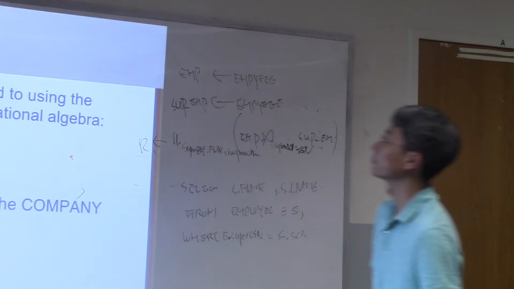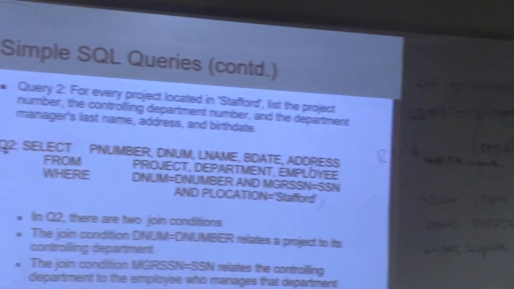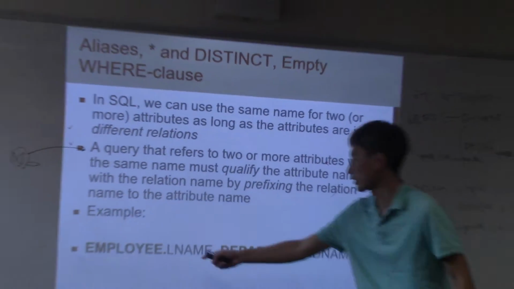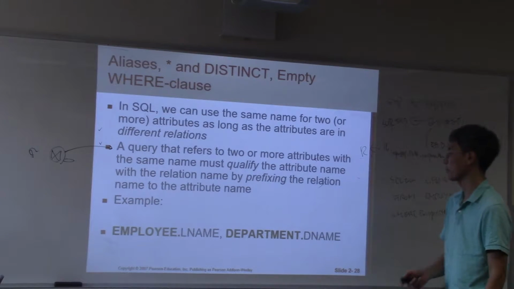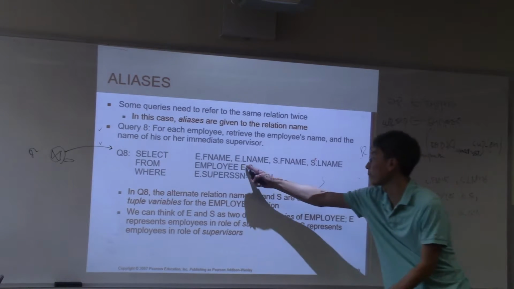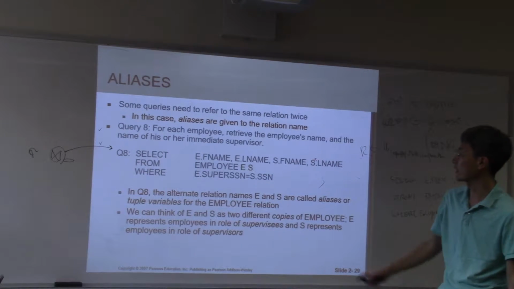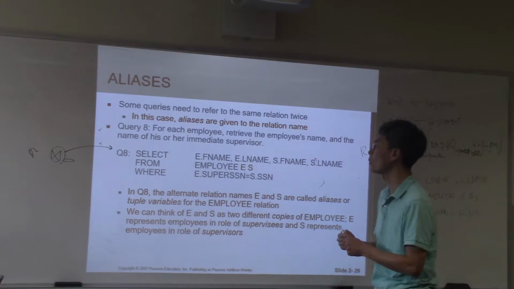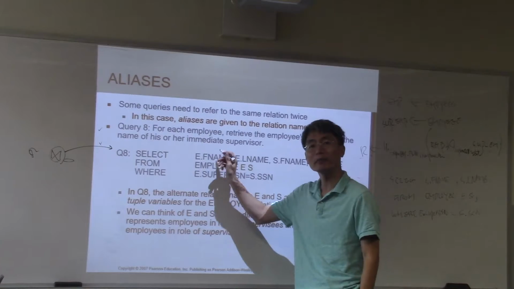Okay. So we can use the alias for the table name. So we can use employee, alias E, and department, alias name, E and S. Then E dot super SSN, S dot SSN, and specify. Also, if you want to rename the column name, yes, you can do that.